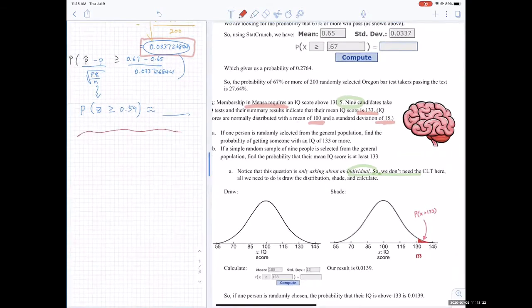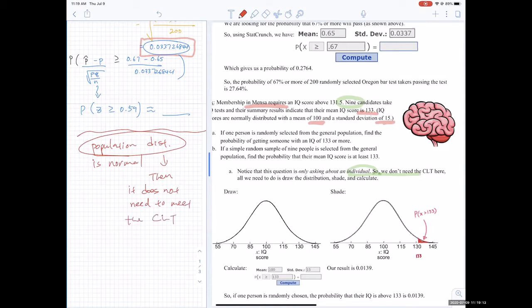distribution is normal, it doesn't matter how big a size you take as a group. Doesn't matter if it's size 4, size 6, size 16. As a group, it's still going to come out normal. If your population distribution is normal, then it does not need to meet the CLT, the central limit theorem, okay?